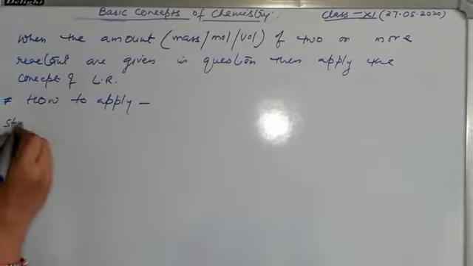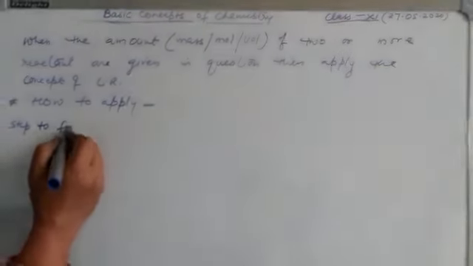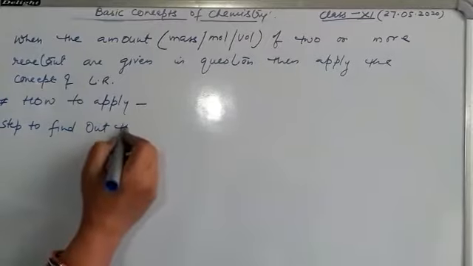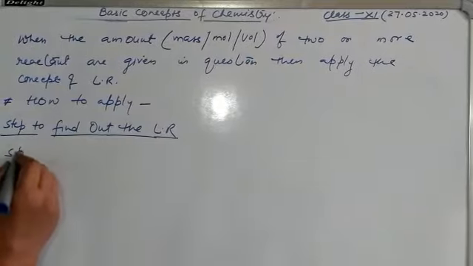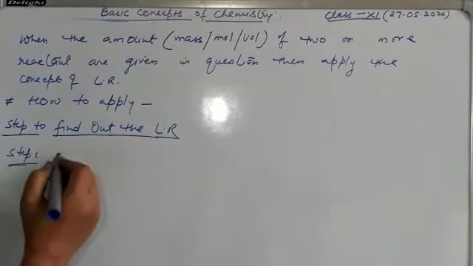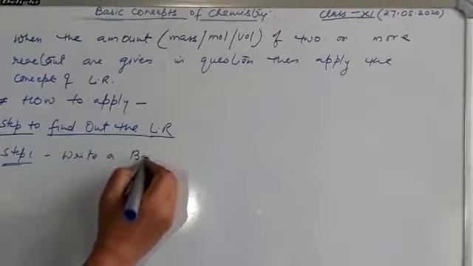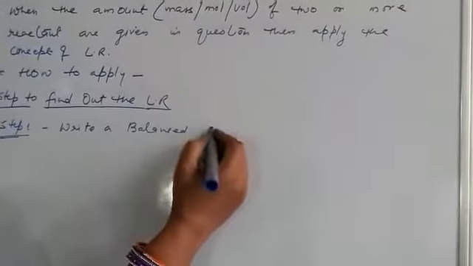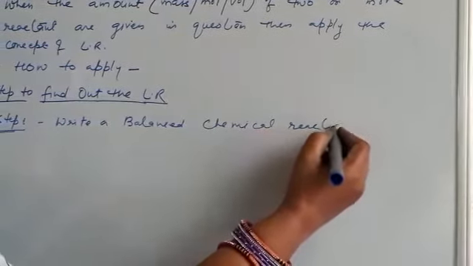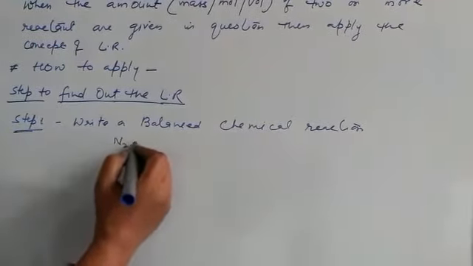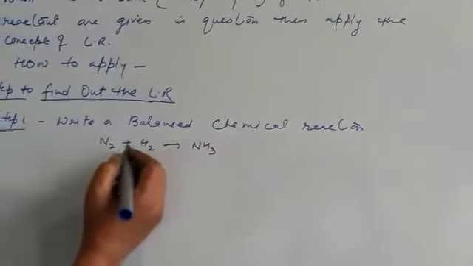Step 1, write a balanced chemical equation. At first, write the reaction. For example, nitrogen reacts with hydrogen to form ammonia. So at first, balance this equation. Step 2, find out the LR.